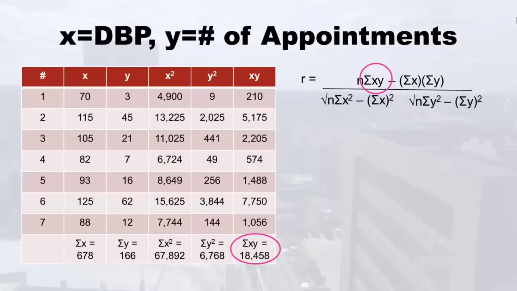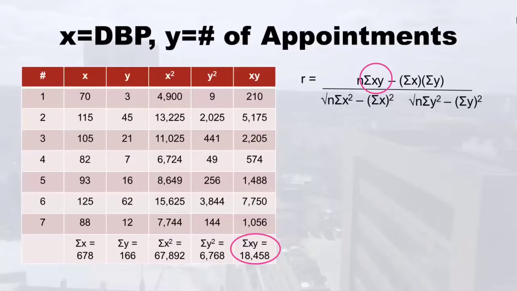So for patient 2, we just took 115 times 45, and that's how we got 5,175. So you go through each of those. This is a lot of processing. And then you sum it up at the bottom. Ooh, that's a big number. And then you see I circled it in the R equation. So I think we figured out where to put everything.